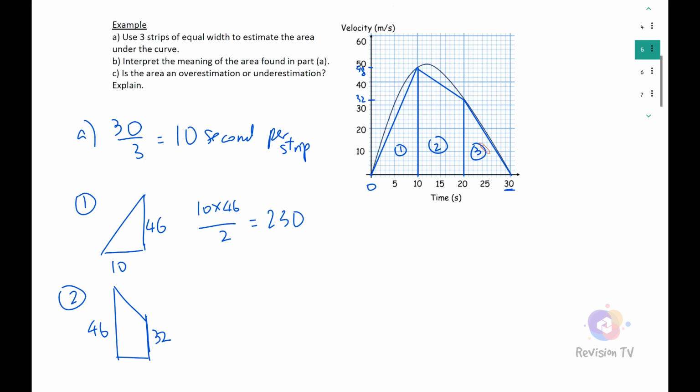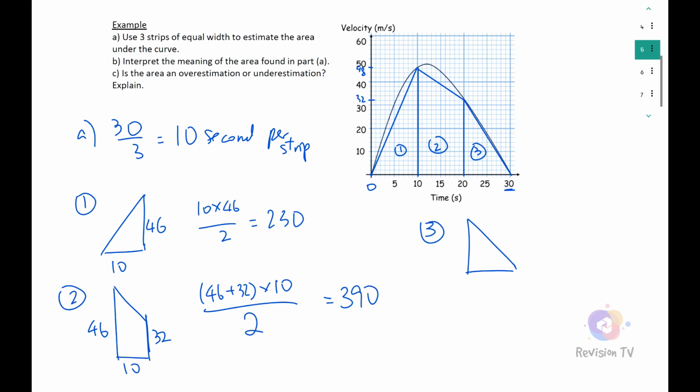So what about the height of a trapezium? That's 10. So A plus B times height divided by 2 is 390. Number 3 is another triangle. The base is 10. The height is 32. We can use the previous one, 32. So 32 times 10 divided by 2 is 160.